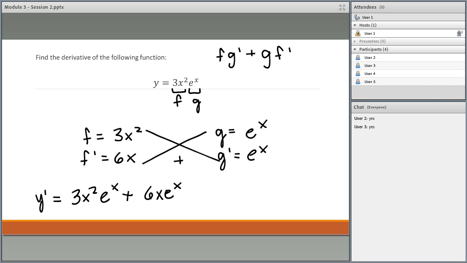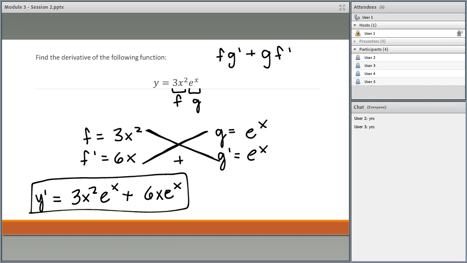So that's one benefit of writing it this way. It just helps to keep organized f and g, and then f prime and g prime. And then you can cross multiply, so f times g prime plus f prime times g. And that's our first derivative.